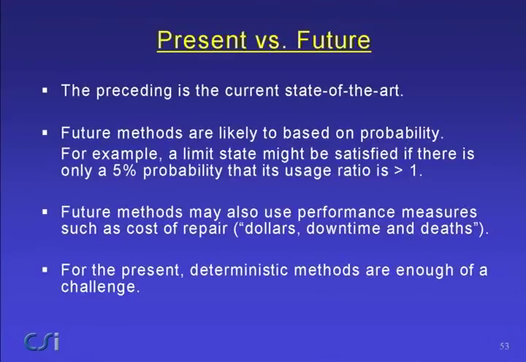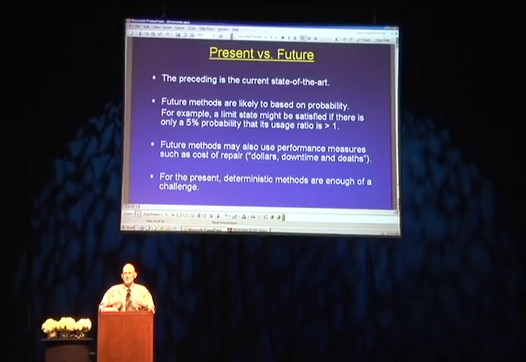Future methods are likely to be based on probability. There's a lot of work being done in the academic world, rather than this deterministic method, probabilistically. What is the probability of something going to happen? A simple example might be that, suppose you said it's okay for the limit state usage ratio to be maybe larger than 1. What is the probability that the usage ratio limit state will be larger than 1? It might be kind of nice to know that. This is the kind of thing that people are working towards.